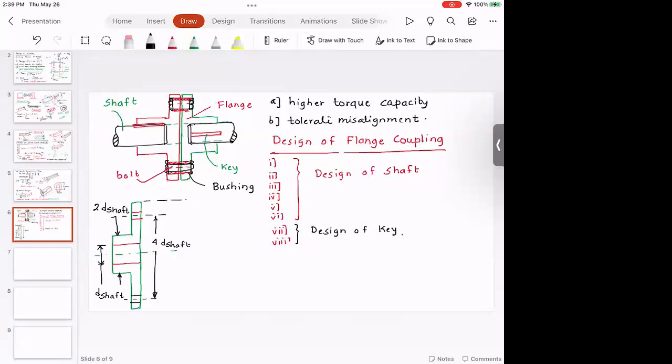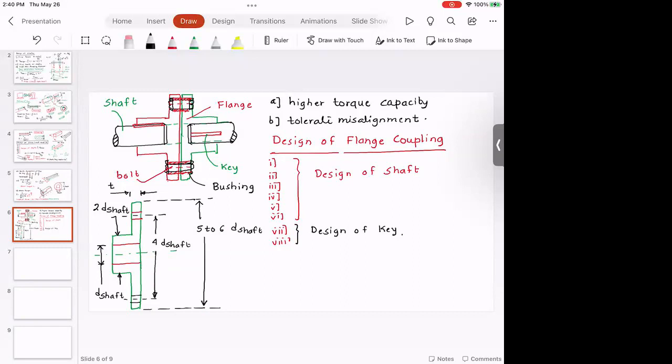And this usually would be 5 to 6 times diameter of the shaft. Now what we need to do is we need to find out the diameter of the bolt. We need to find out the thickness of the collar. I'll call this D.